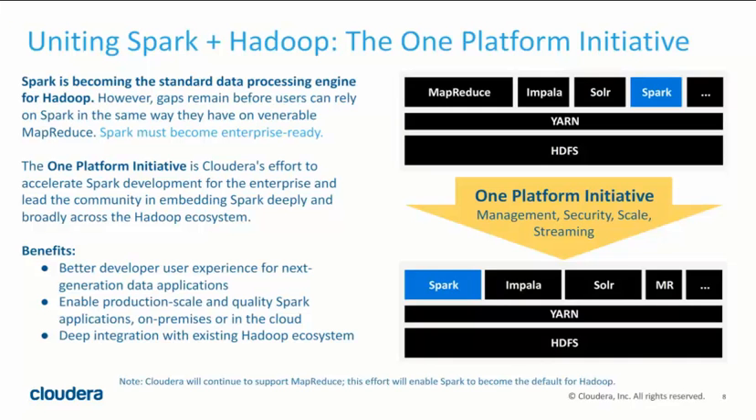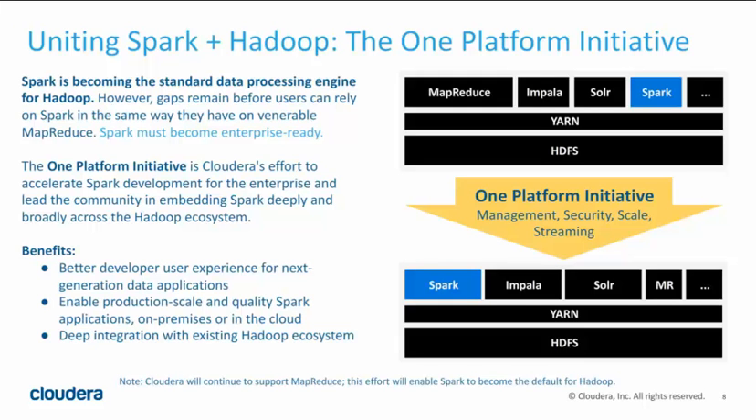I want to give a quick mention to the One Platform initiative, which is an initiative led by Cloudera to deeply and broadly embed Spark in the Hadoop ecosystem. And the other key tenet of the One Platform initiative is to improve and accelerate the enterprise-ready capabilities of Spark. Spark, one must realize, is still a fairly nascent project. It has seen tremendous improvement and adoption over the past 2 years.